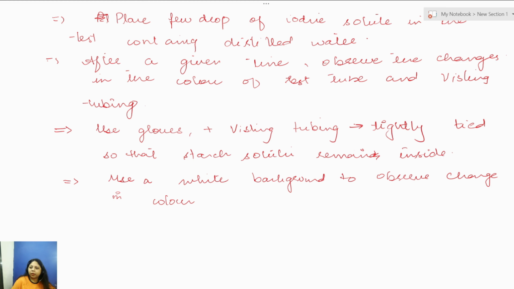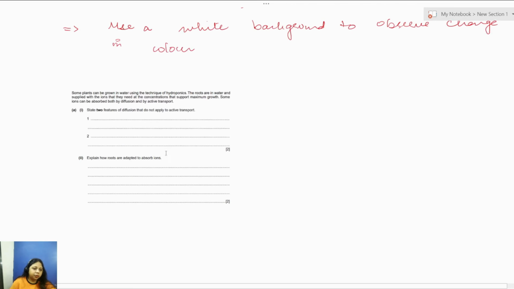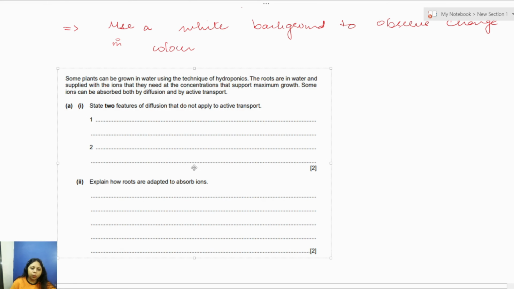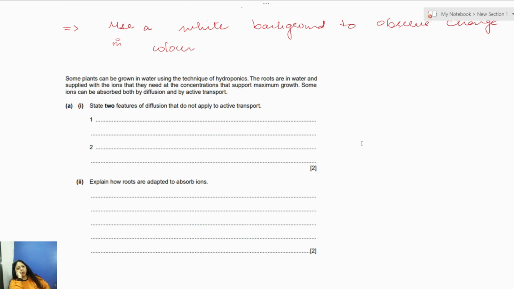Now there is another question which is related to active transport. You have to listen to the question really well because we already did this type of question yesterday. Some plants can be grown in water using a technique called hydroponics. The roots are immersed in water containing a solution, and some ions can be absorbed both by diffusion and active transport. State two features of diffusion that do not apply to active transport.